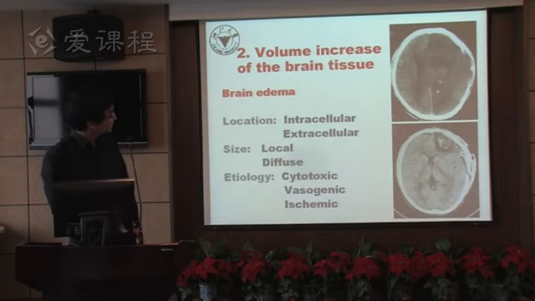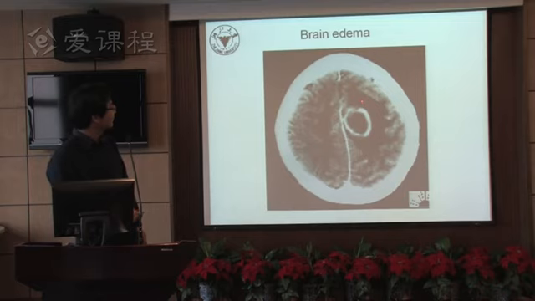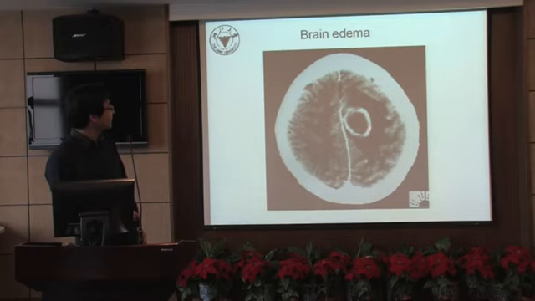We also can see brain edema in this picture. The brain edema is around the hematoma, and the brain tissue is compressed and shifts a little bit to the other side. We also can see brain edema in this picture. Brain edema around the mass. We call this mass a brain abscess. Brain abscess can cause brain edema very obviously.